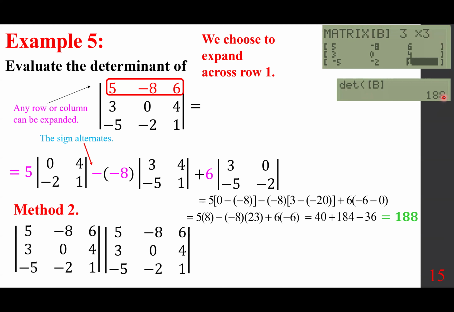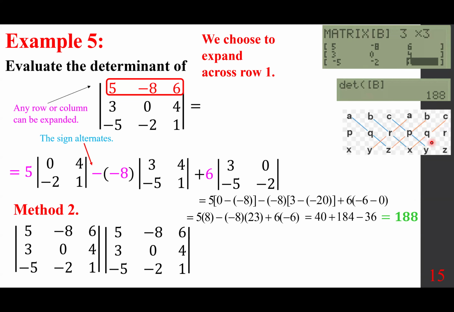Method 2, just write two of them next to each other. Go this route. Remember, I showed you this one. You are going to say AQZ plus BRX plus CPY minus the sum of those. So we are going to say 5 times 0 times 1, plus, which makes it 0, plus negative 8 times 4 times negative 5, plus 6 times 3 times negative 2.